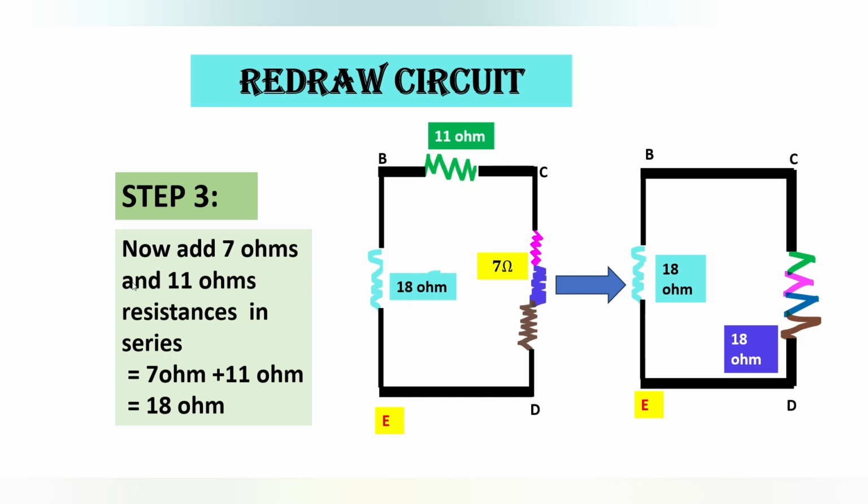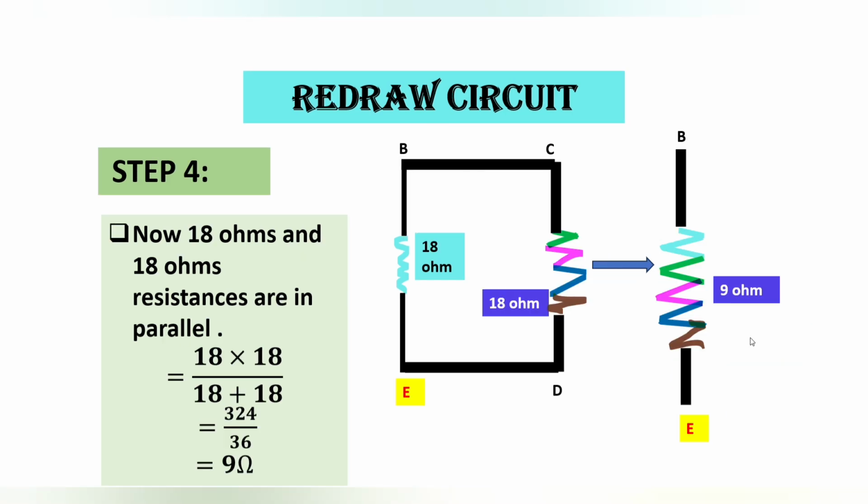Step 3: Now add the 7 ohm resistance across CD, which is in series with the 11 ohms across BC. Thus it converts to 18 ohms across CD. Step 4: Now the 18 ohm resistance across CD becomes parallel with the 18 ohm resistance across B. We again do the calculation and get 9 ohms resistance across B and E.